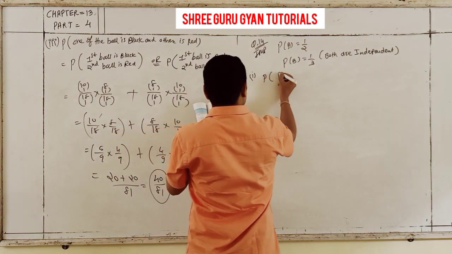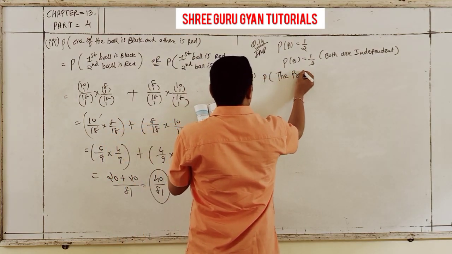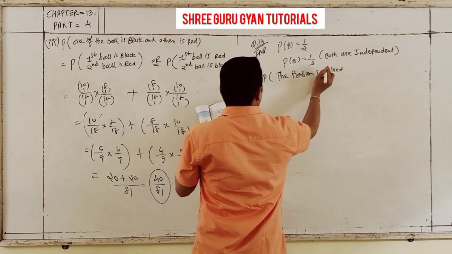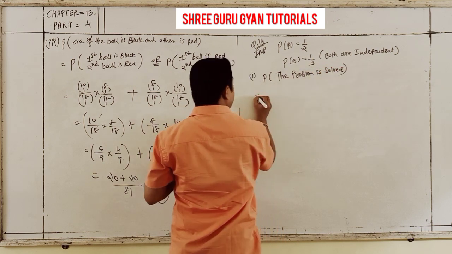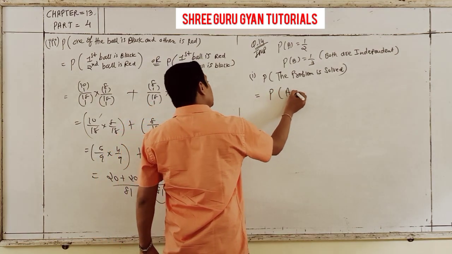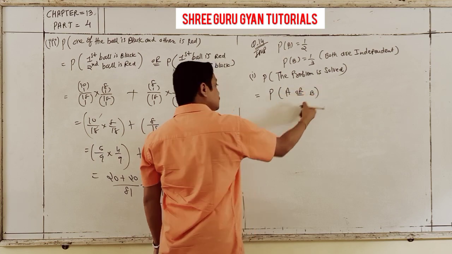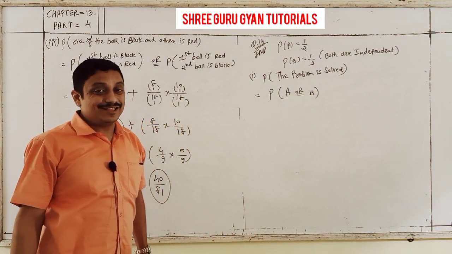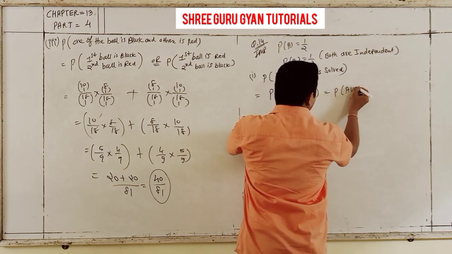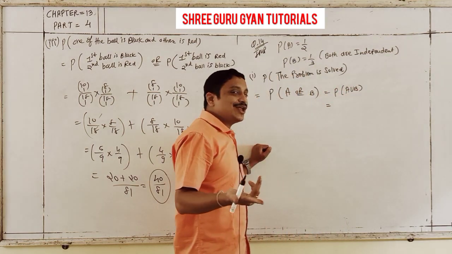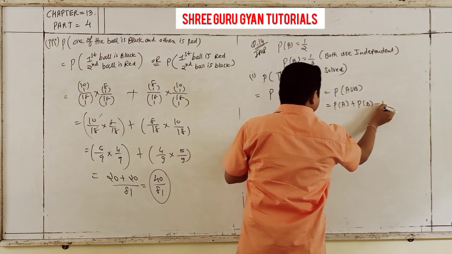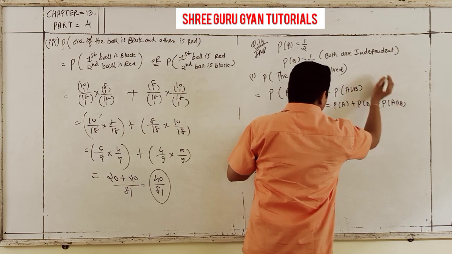Probability that the problem is solved, I mean both students combined solving the problem. So probability of A solving, otherwise B solving. Otherwise means union. So probability of A union B. The formula should be known: P of A plus P of B minus P of A intersection B.